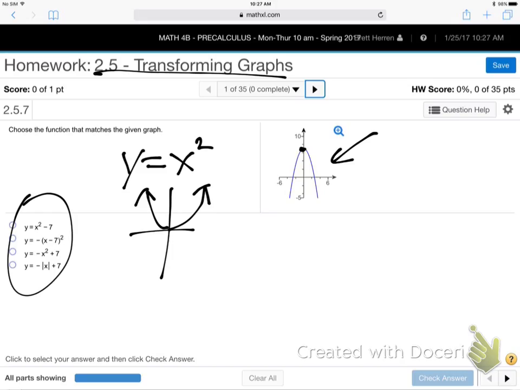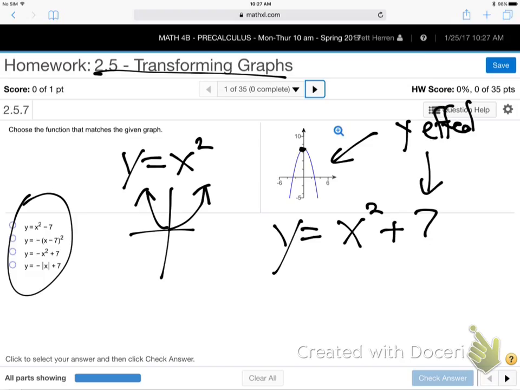Let me remind you again of what I said yesterday. When you take the x squared equation and you do something like plus 7 out here, what is that going to do? What is that plus 7 going to do out there? Is that going to move the graph up 7? Yes, it actually will. Why? Because this is a y effector. Did you catch what I was saying yesterday about that?